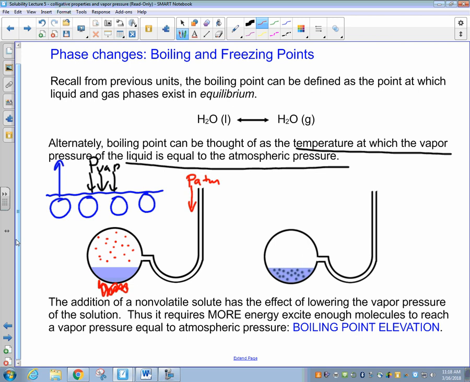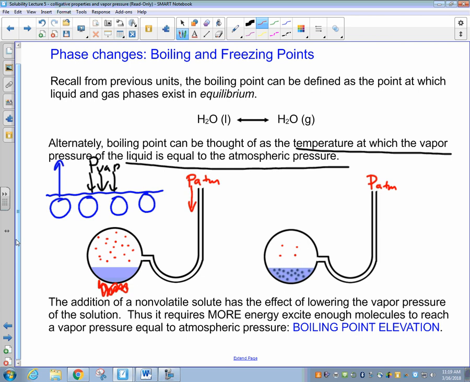Now let's see what the net effect of this would be on our solution in which we have dissolved a non-volatile solute into the solution. As we mentioned before, the net effect of dissolving a non-volatile solute was to lower the vapor pressure of our solution. So at a particular temperature, we'd expect to see fewer molecules escaping into the gas phase. Now remember that we've defined the boiling point of the solution as the temperature at which the atmospheric pressure is equal to the vapor pressure of our liquid, which means if we want to get this thing back up to boiling again, we're going to have to increase the vapor pressure up to atmospheric pressure again.